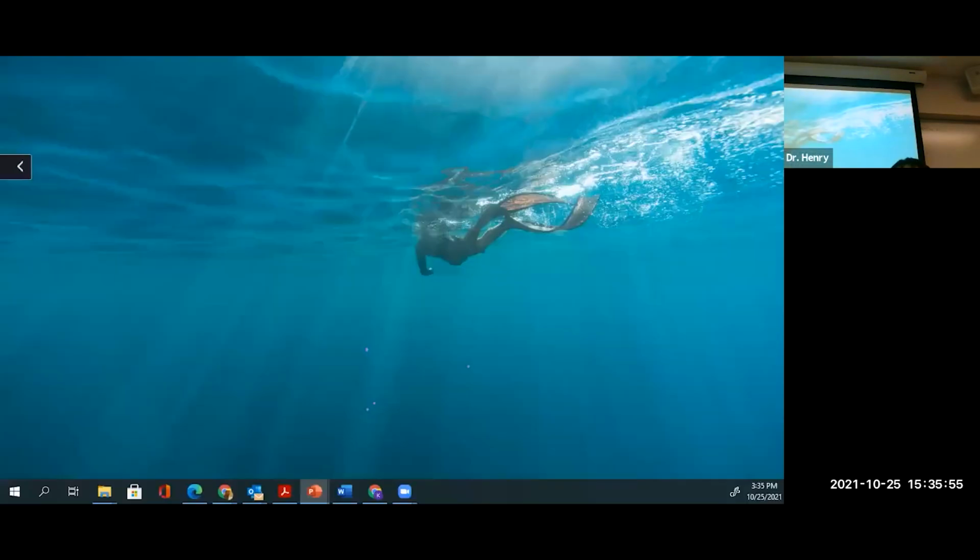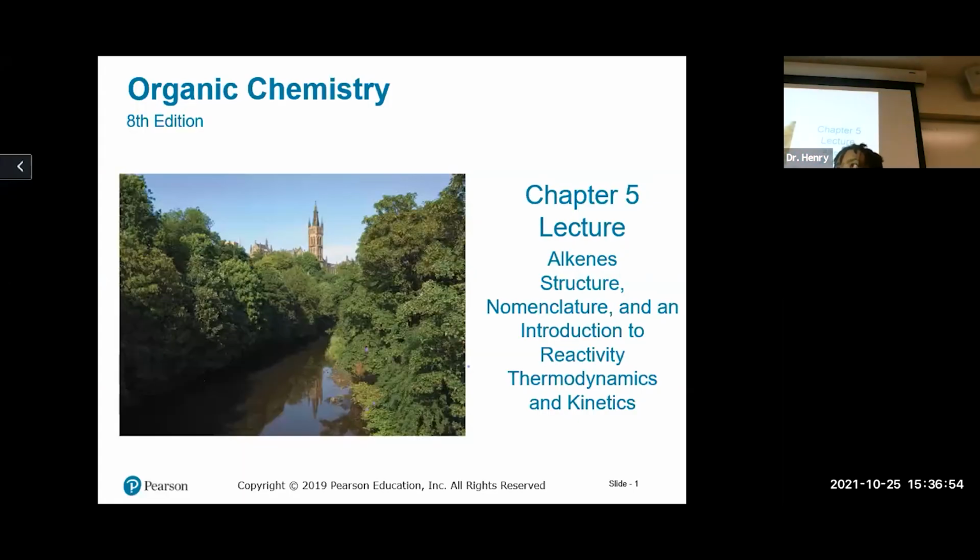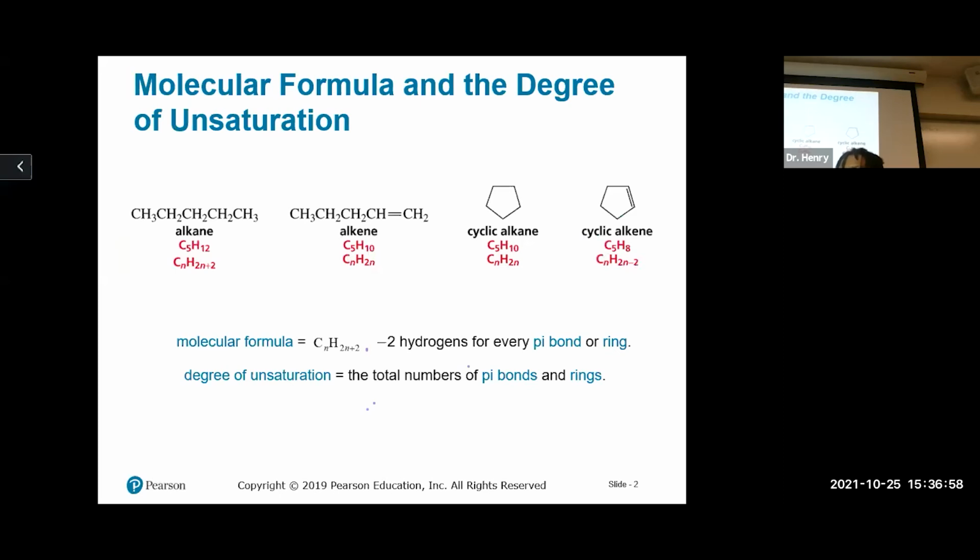So chapter 5. We've talked about stereochemistry. How are you guys feeling on it? Piece of cake? It is. Okay, so our next chapter, we're going to be talking about alkenes. We've already talked about alkanes, so now we're going to hit some alkenes.